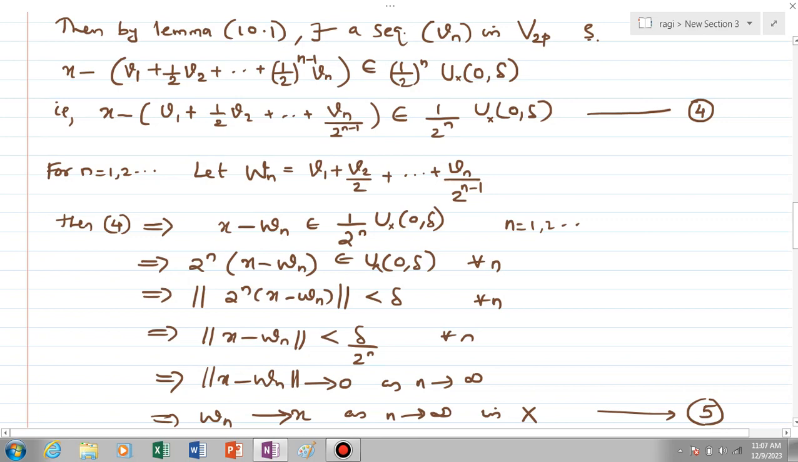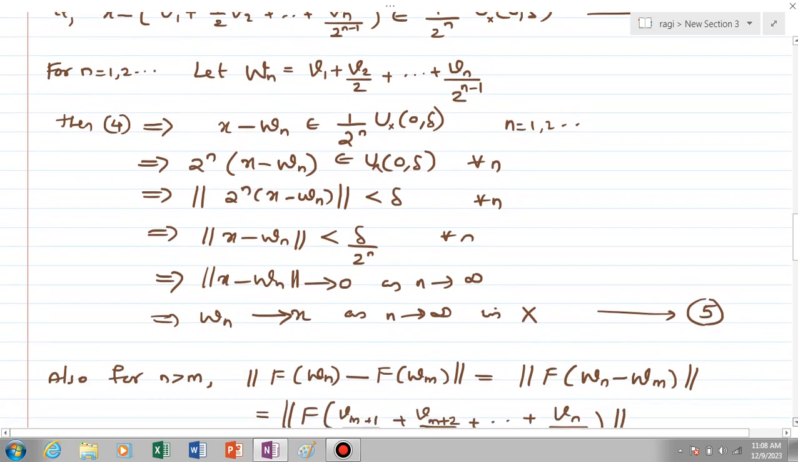This means that as n tends to infinity, norm of x minus Wn tends to 0. And this means that the sequence Wn converges to x as n tends to infinity in capital X. Let it be equation number 5.